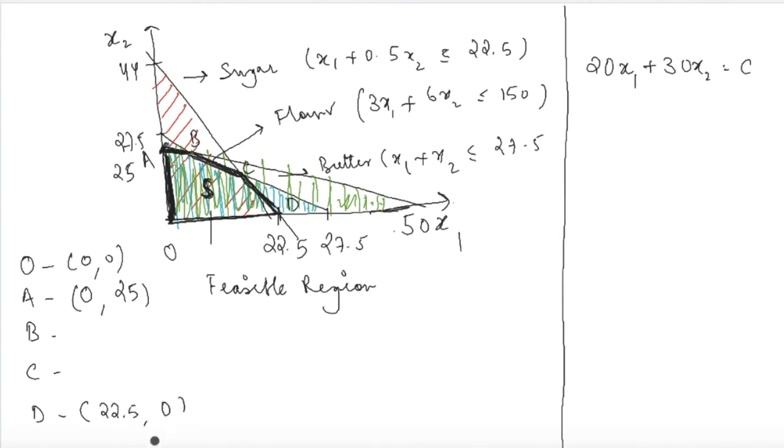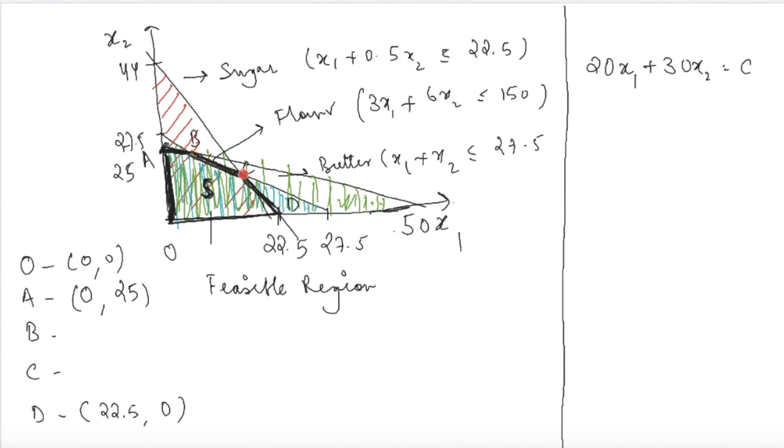22.50. So you will calculate all the corner points. How will point B be calculated? Point B is the intersection of the flour constraint and the butter constraint. So you will solve these two equations and get the value of x1, x2. That will be point B.